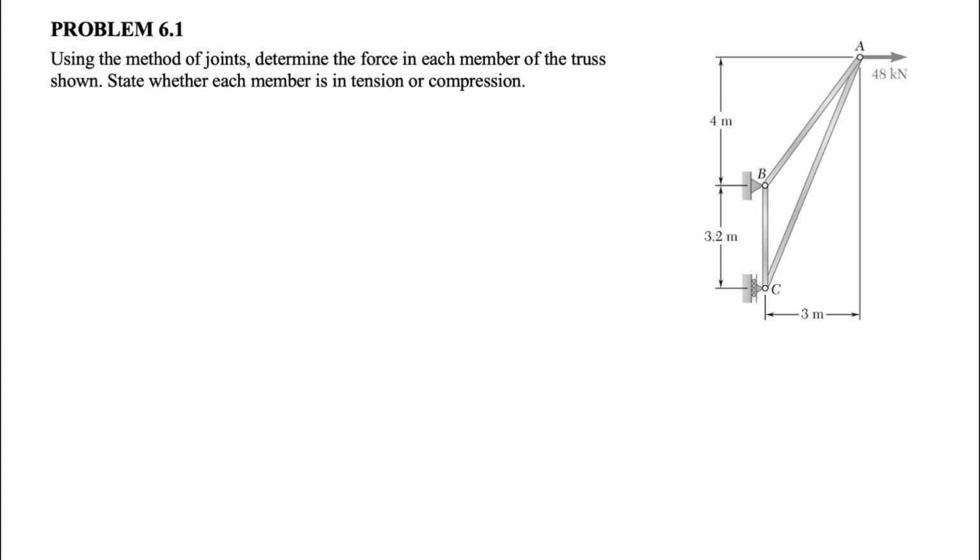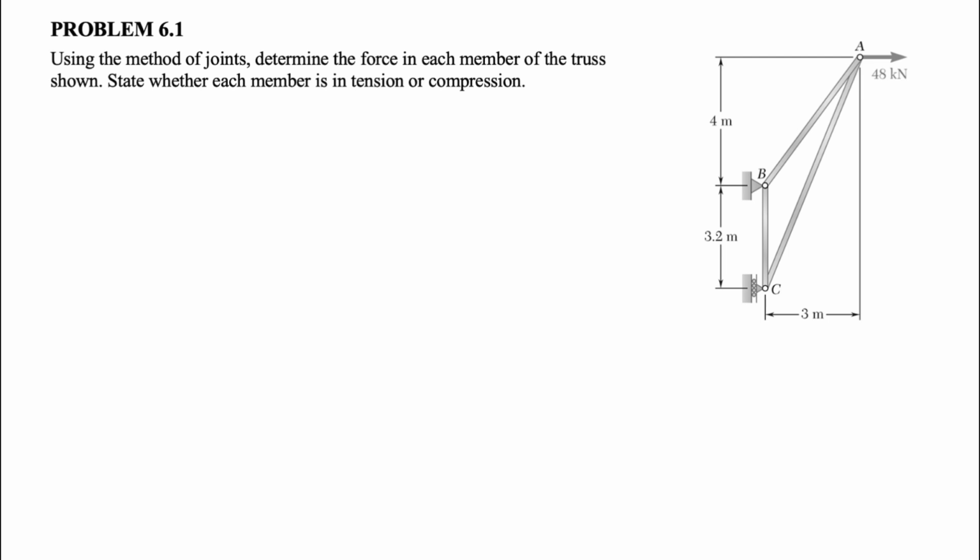So in today's video, we're going to be solving the first question from chapter 6 of the Beer Johnston textbook, Engineering Mechanics, and we have to use the method of joints in order to determine the force in each member of the truss as shown, and we need to state if each member is in tension or compression.